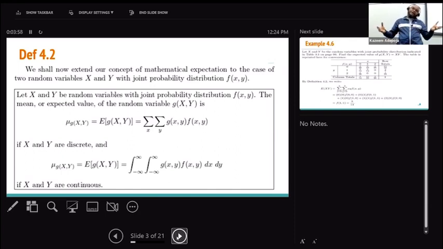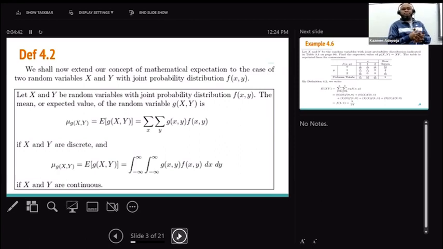If X and Y are discrete and I'm seeking the average of the product, that will involve a double summation. That's why you see 2 summation signs. What is the random variable here? g of X, Y, which is XY, X multiplied by Y. What is f of X, Y? That is the joint PMF. But if X and Y are continuous, the only difference is that the summation sign changes to an integral sign. We're going to have 2 integrals, and of course the dx and dy.